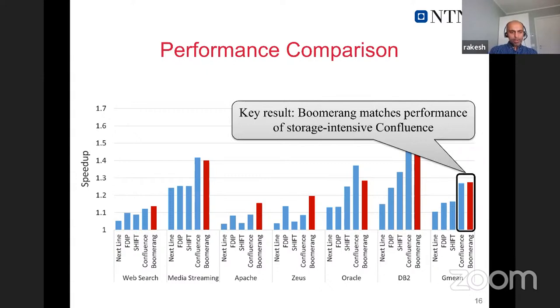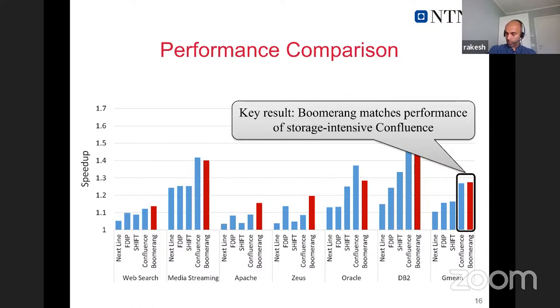So this is the performance number over several applications, several database applications, and we are comparing several prefetching techniques. Next line, FDIP. Shift is a temporal stream based prefetcher, which does only instruction prefetching. Confluence is also temporal stream based, and it does instruction prefetching plus BTB prefetching. And Boomerang is the technique that I just described. So we look on average, Boomerang matches the performance of Confluence.